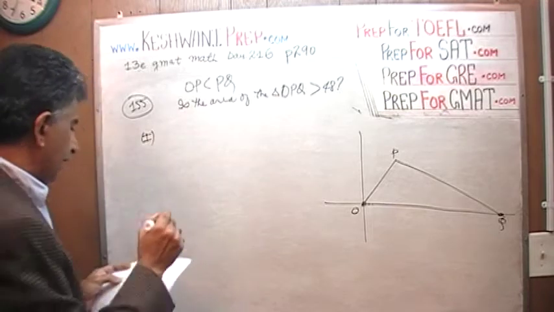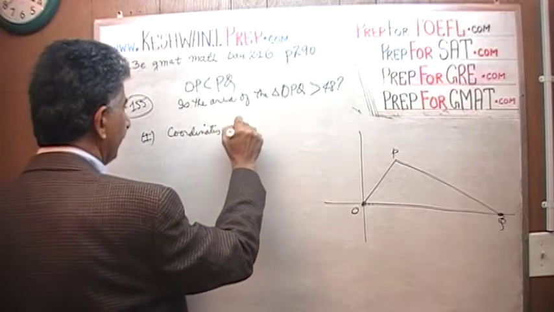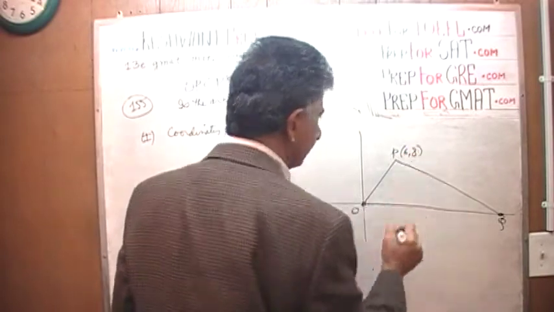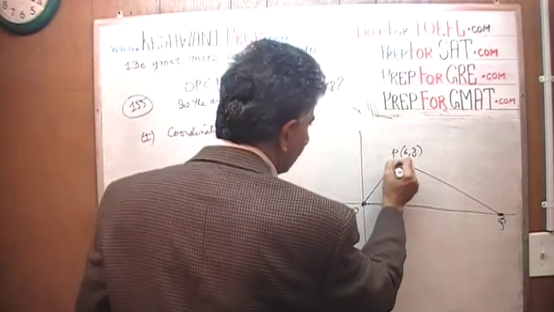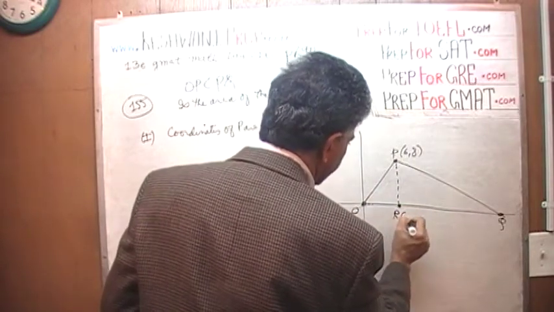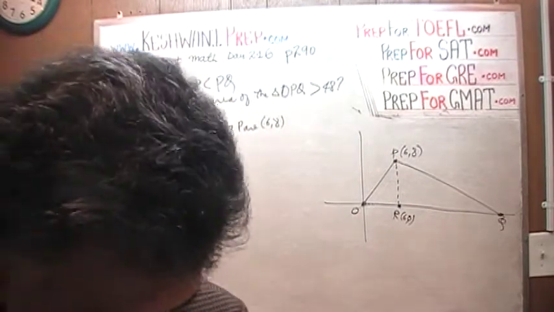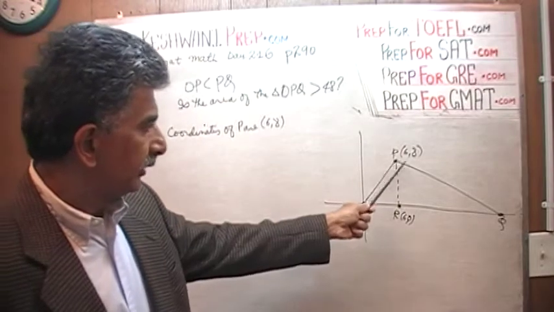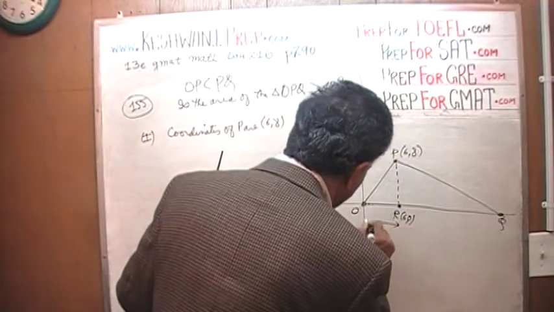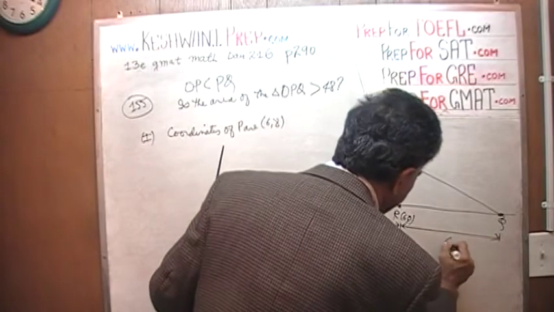In the first statement, they tell us that the coordinates of P are 6 and 8. Let's put it here. 6 and 8. Which means if we were to drop a perpendicular from P to here, let's call it R, this will be 6 and 0. And because we are told that OP is shorter than PQ, that also implies that if this distance from O to R is 6, then this distance from R to Q, whatever it is, is more than 6.